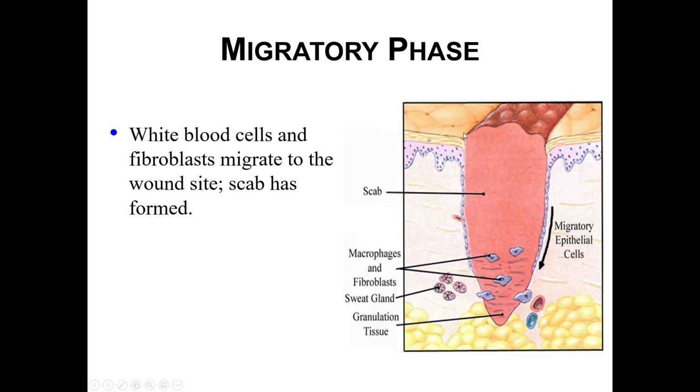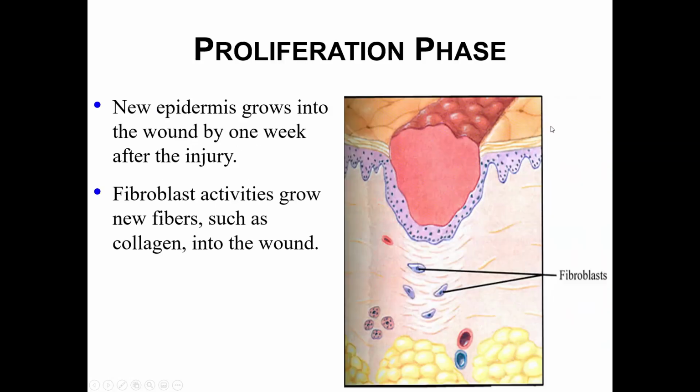Right? We're not going to build from the outside in. We're going to start in and we're going to work our way out. So that's why we're migrating downwards. At this point you have made a nice scab, so you're no longer bleeding, which is good. And then our fibroblasts go to work.